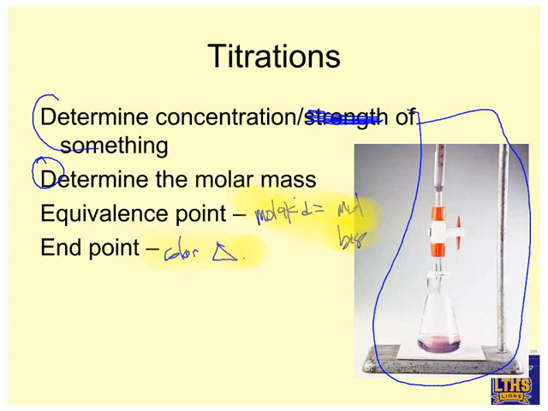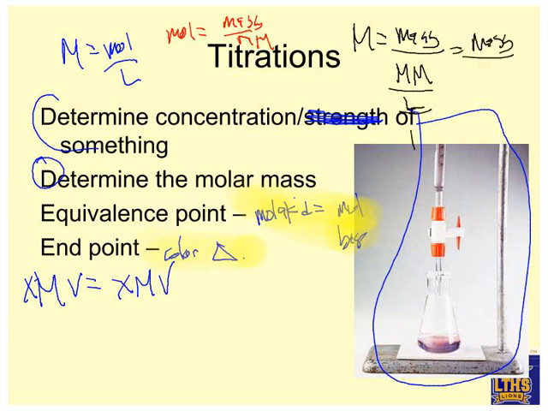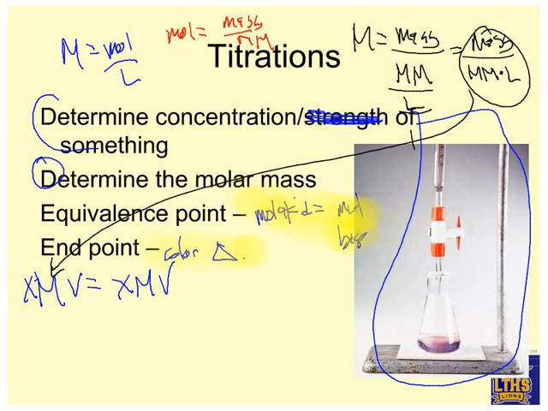So most commonly we do concentration, which is XMV equals XMV. And remember, we've got our acids and bases and all those things. Now, if I wanted to find the molar mass of something, remember molarity equals moles over liters, and moles equals mass over molar mass. So that would mean that molarity equals mass over molar mass, over liters. So instead of an M here, you get that same type of thing right over here. We're looking at our moles, so molarity times volume that we go through. We take this, drop it in here, and you can solve for the molar mass of something.